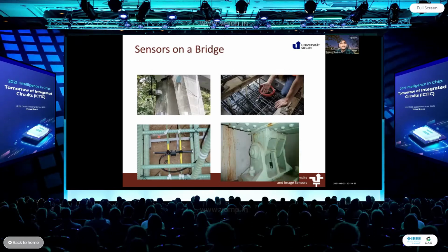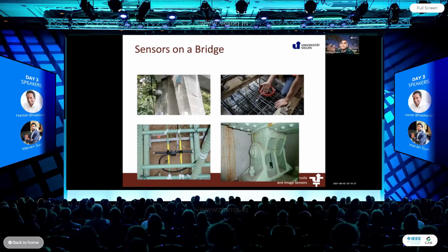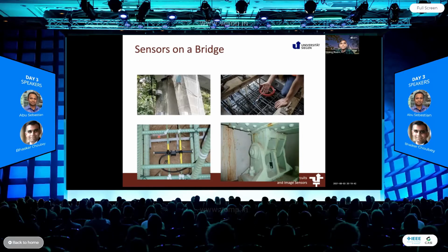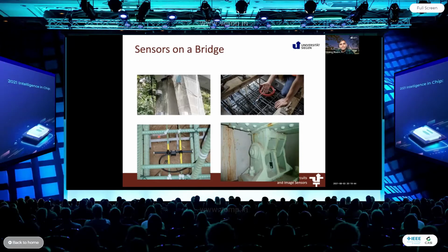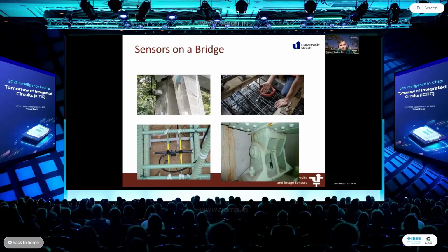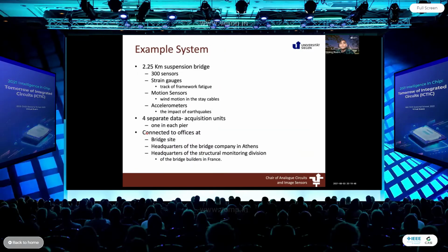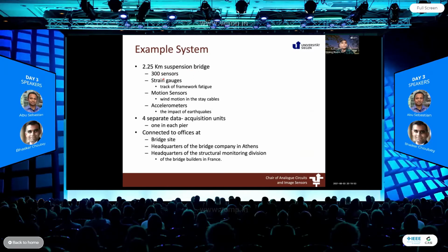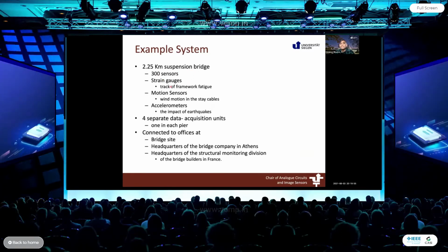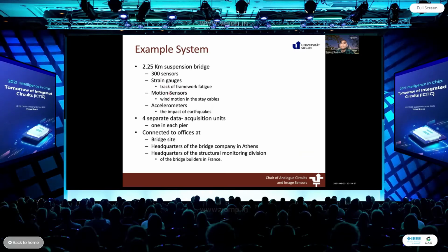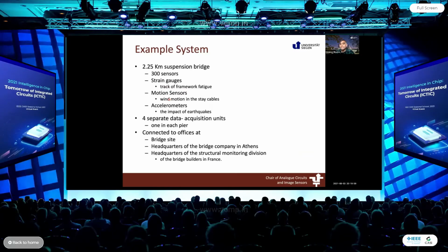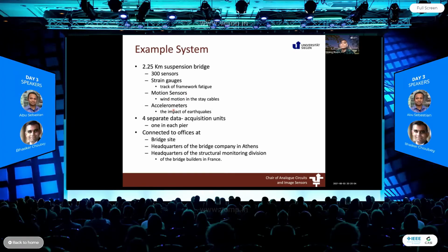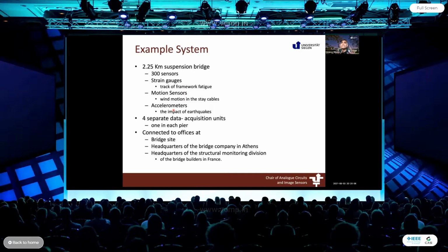Here is an example of a large number of sensors, even if you go away from human beings. These are arrays of sensors on a bridge, a bridge in Athens, in Greece. It is a 2.25 kilometer suspension bridge with 300 sensors. It is a bit of an older bridge, which has strain gauges to keep track of framework fatigue, motion sensors to look at what is happening to the stay cables, whether there is wind motion, and accelerometers to measure any impact of earthquakes. Those are the sensors on the bridge.